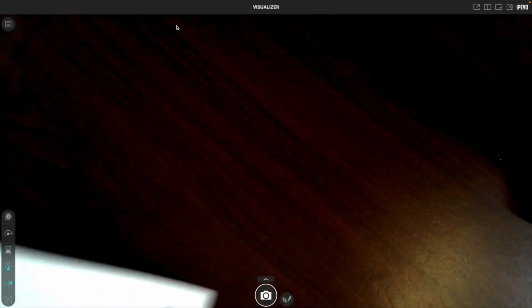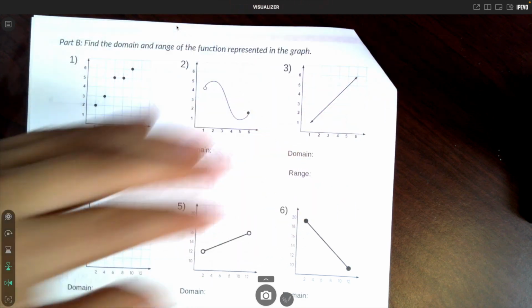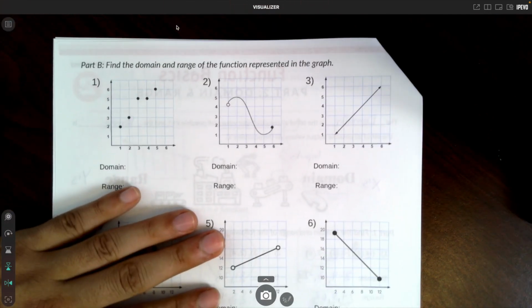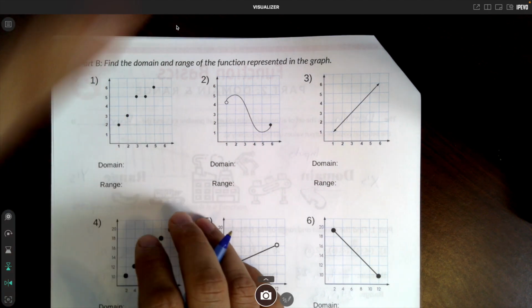Let's flip the page. All right, so we're still finding domain and we're still finding range.